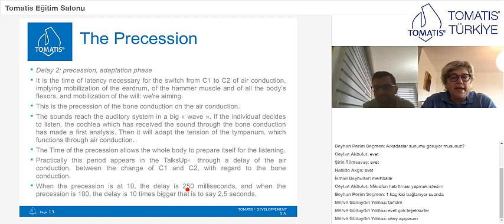We talk about delay and precession, but we could also talk about delay 1 and delay 2. Delay 1 would be the real, what we call delay, and delay 2 would be the precession, which is also a delay.